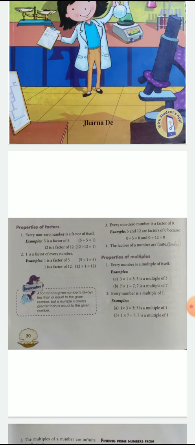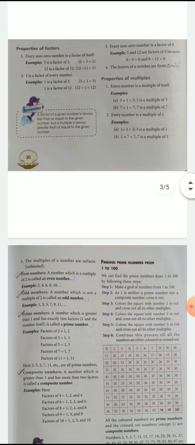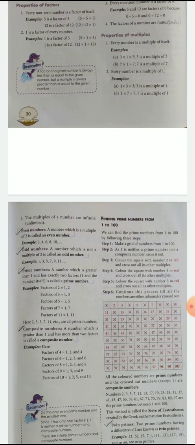Then properties of multiples. 1 number, every number is a multiple of itself. 2 number, every number is a multiple of 1. Then third one is the multiples of a number are infinite, means unlimited. So children, you remember factors 4 properties and multiples 3 properties.